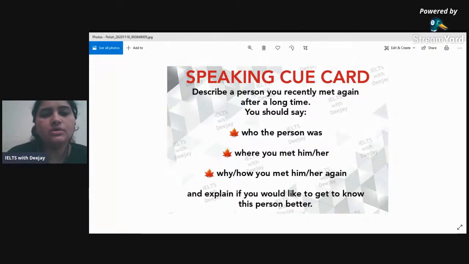Okay, so any doubts in cue cards and how to speak on a cue card, whatever doubts, or if you find any cue card difficult, you can let me know so that we can discuss the ideas and others will also help. Just let me know if there is any doubt with the cue card.